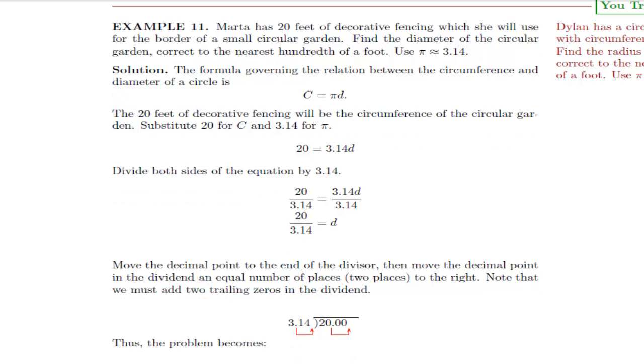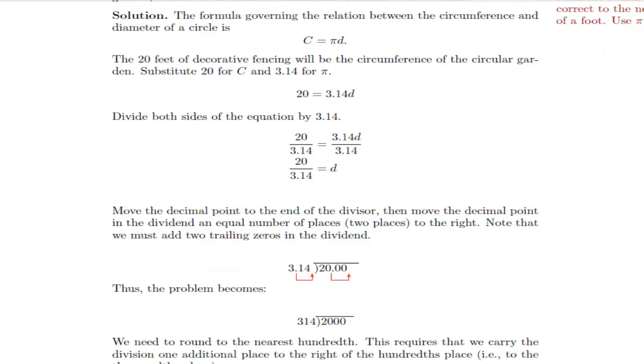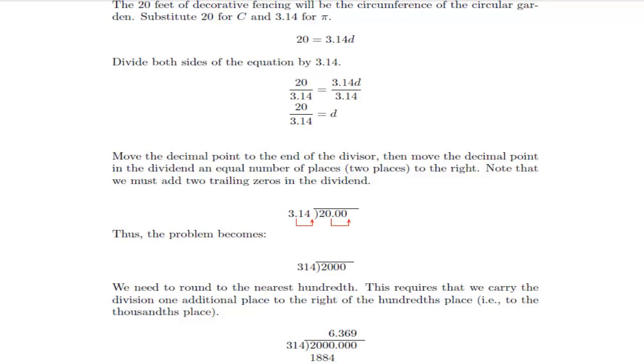Example 11. Marta has 20 feet of decorative fencing, which she will use for the border of a small circular garden. Find the diameter of the circular garden correct to the nearest hundredth of a foot. Use pi approximately equals 3.14. Solution. The formula governing the relation between the circumference and diameter of a circle is c equals pi d. The 20 feet of decorative fencing will be the circumference of the circular garden. Substitute 20 for c and 3.14 for pi. So 20 equals 3.14 times d. Divide both sides of the equation by 3.14 to get d equals 20 divided by 3.14.